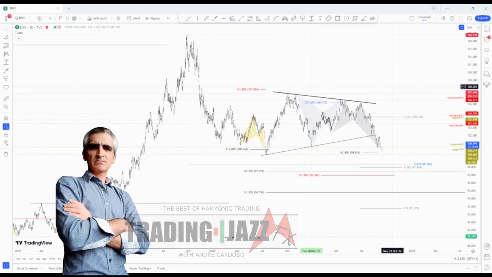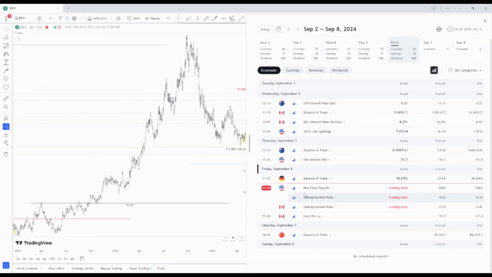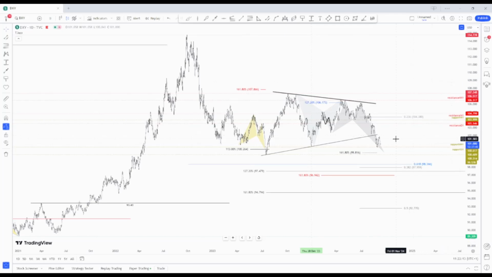And for today I want to cover the DXY, the dollar index. I think it's important to consider, of course, without discarding the data that we have from today. For today, non-farm payrolls. We also have the unemployment rate, not only for the US but also for the Canadian. So pay attention to that specific data.